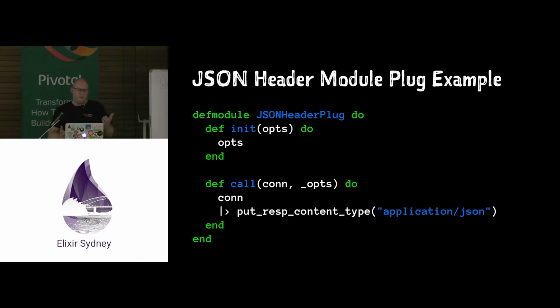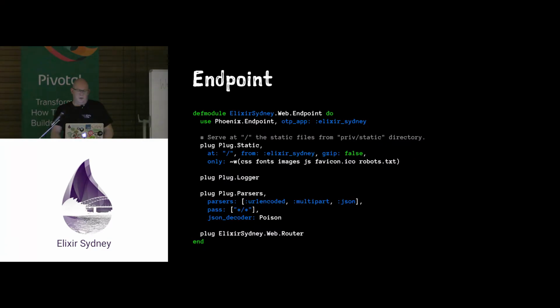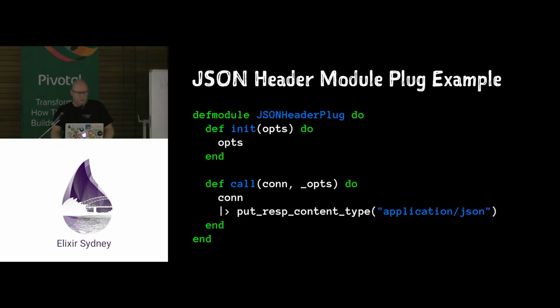So Phoenix is all based on this really simple concept. So this is the JSON header module plug. Again, same thing, it's just inside a module. How do I do that? Everyone get that? Is that as simple as I promised it would be?